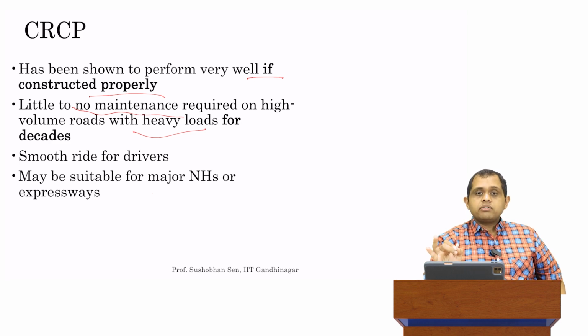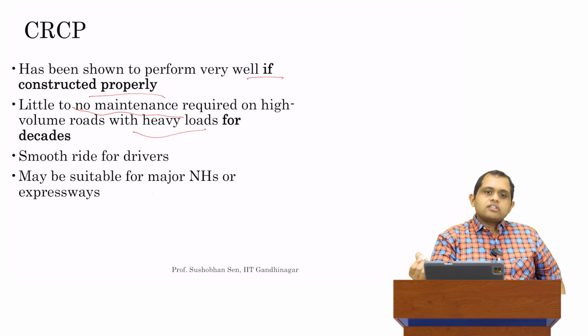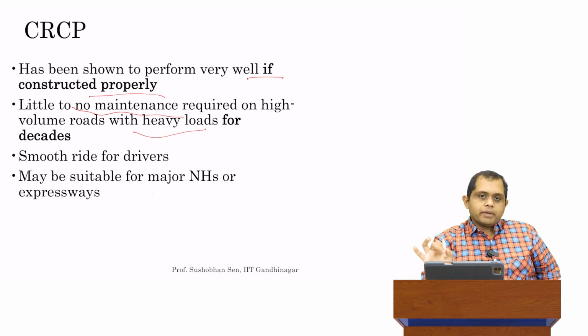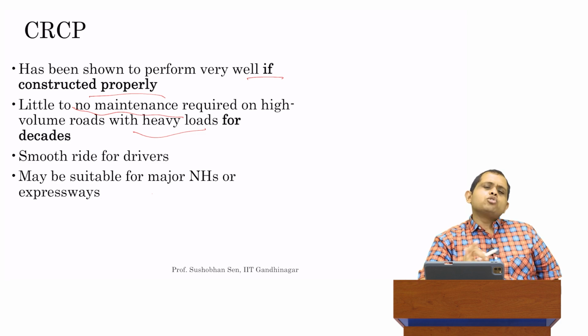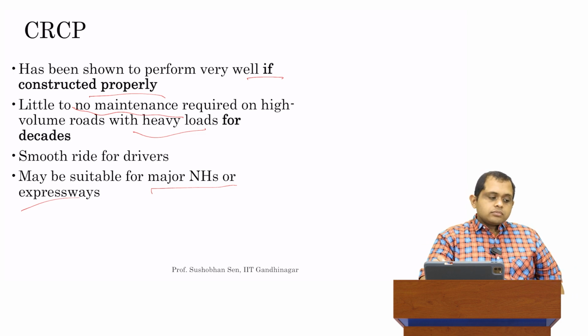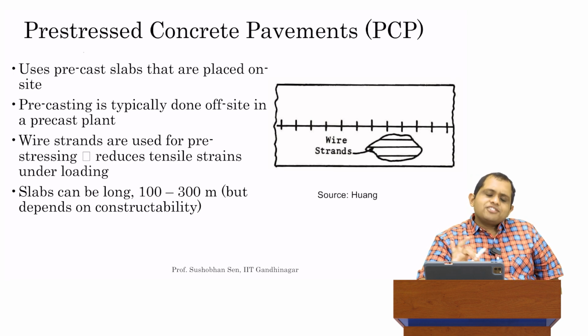Not 1 year, 2 years, or a couple of years, but for decades throughout, you can build it and forget it, of course, if it's constructed properly. That is the major reason why CRCP is used at all, because besides the initial cost, there's almost no life cycle cost at all. So it's very convenient in terms of maintenance, but yes, the initial cost is extremely high. So CRCP is generally not suitable for local roads because of this high initial cost, but for major national highways or expressways, which are expected to carry very heavy loads and high volumes of heavy traffic, it might be a suitable option.